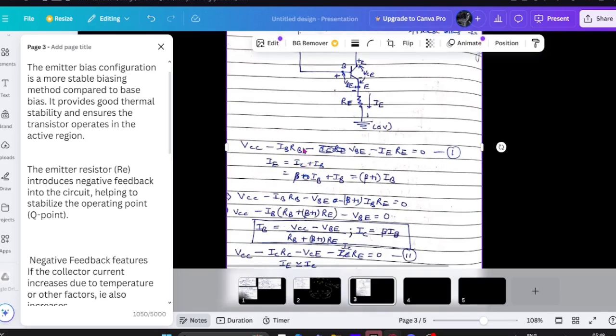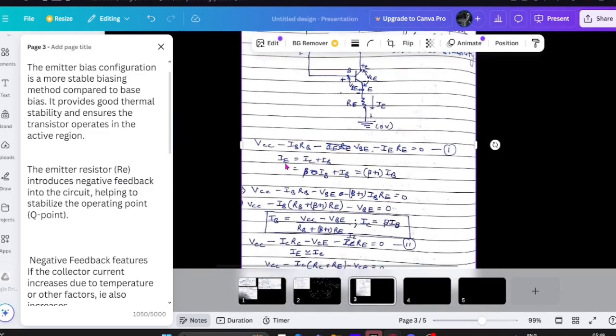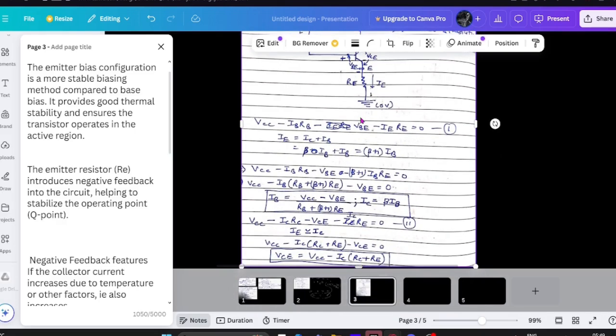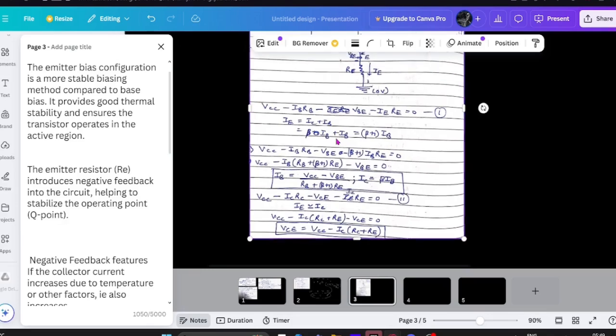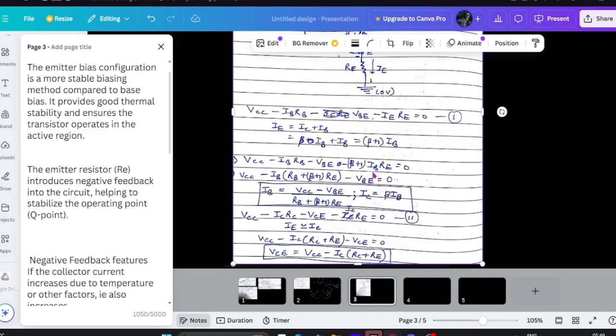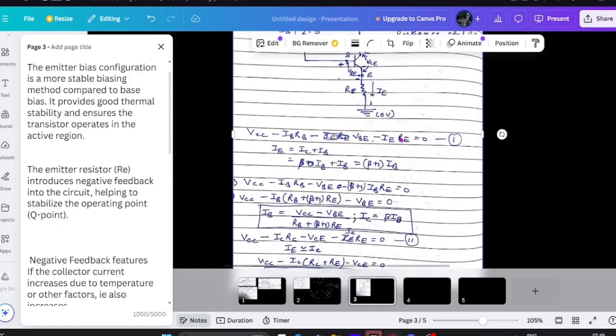Hence, this has been replaced here as IC equals beta IB plus IB, which in all becomes IE, that is the emitter current, equivalent to beta plus 1 IB. What's beta here? Beta is still the same variable, that is the current gain factor or the amplification factor. Now, VCC minus IB RB minus VBE minus beta plus 1 IB RE equals 0.